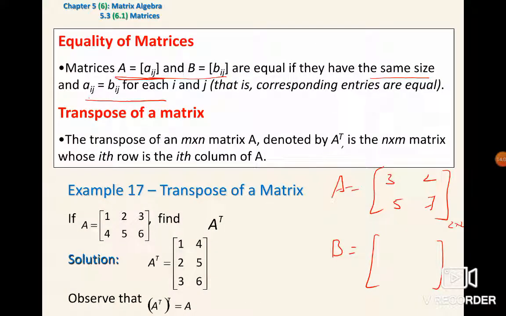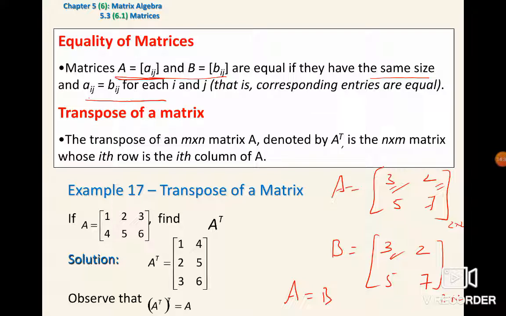So if we write 3 2 5 7, then A and B are equal matrices. The size is the same, 2 by 2, and element-wise A11 is equal to B11, which is 3, then A12. So element-wise things will be equal. That's it.